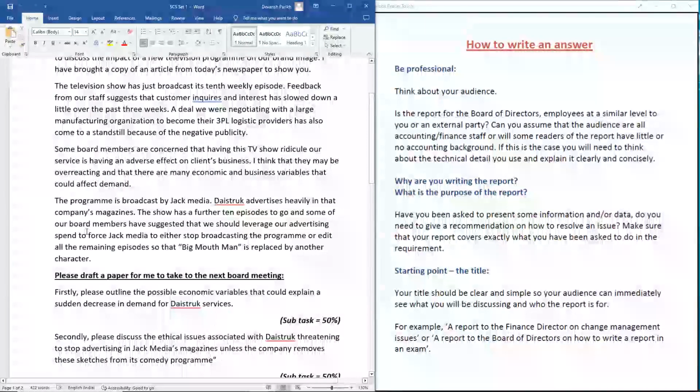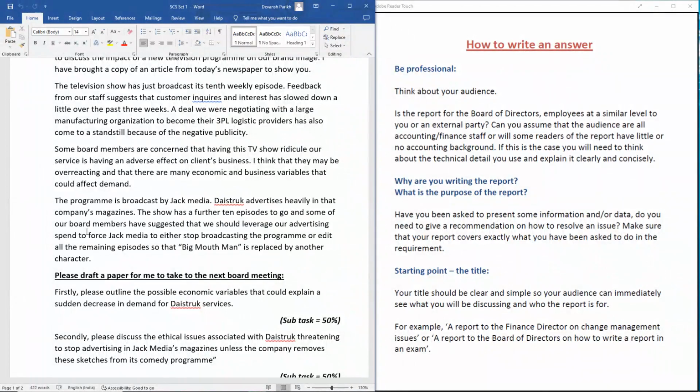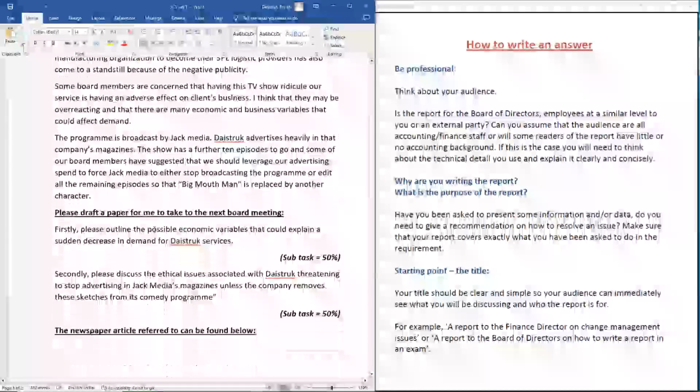Okay. Next, the program is broadcast by Jack Media. Daystruck advertises heavily in that company's magazine. The show has a further 10 episodes to go, and some of our board members have suggested that we should leverage our advertising spend to force Jack Media to either stop broadcasting or edit all the remaining episodes. So because we advertise in their magazines, we are looking to force them. Now the actual question is coming up.